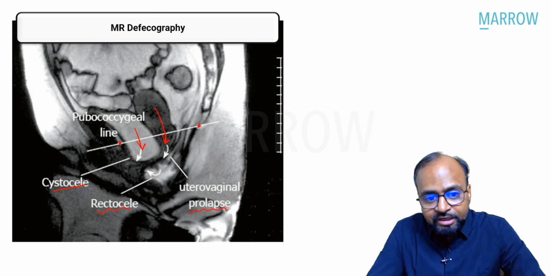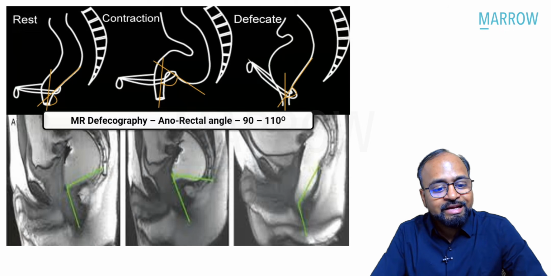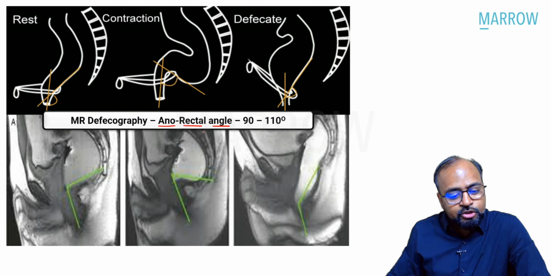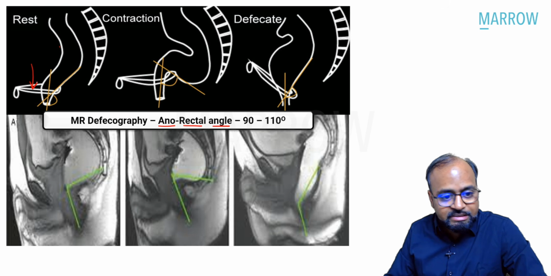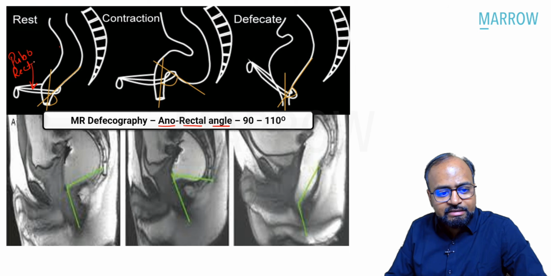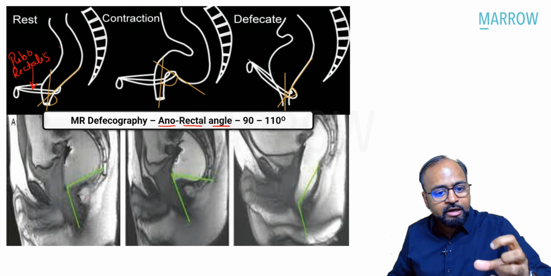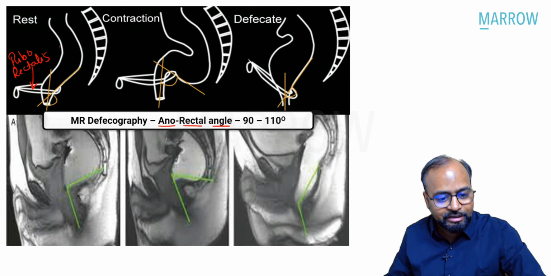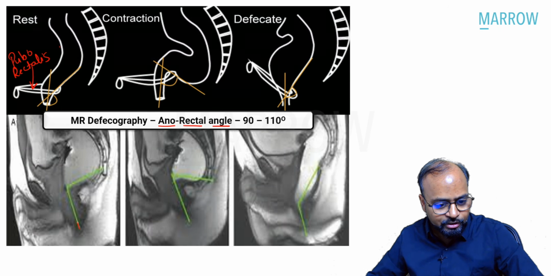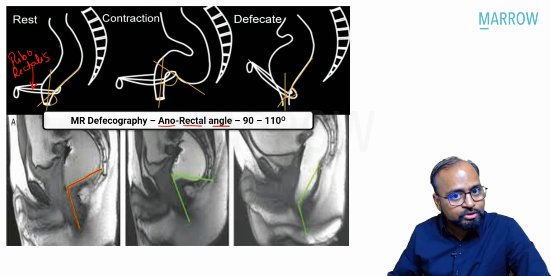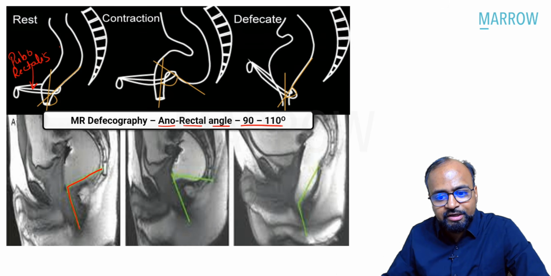There's another very common indication for which an MR defecogram is done, and that is to look for the anorectal angle. Remember, see here, this particular muscle sling is called the puborectalis muscle sling, and because it goes along the posterior aspect of the rectum, this angle is measured, which is called the anorectal angle. It is an angle measured by a line drawn along the lumen of the anal canal and the posterior wall of the distal rectum. At rest, usually this angle is between 90 to 110 degrees.